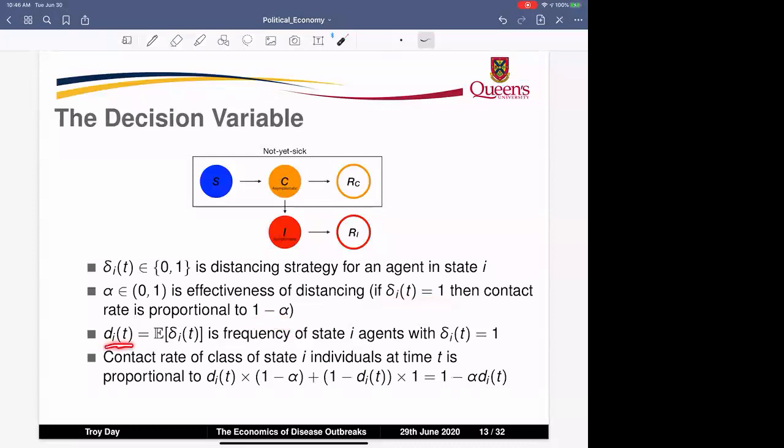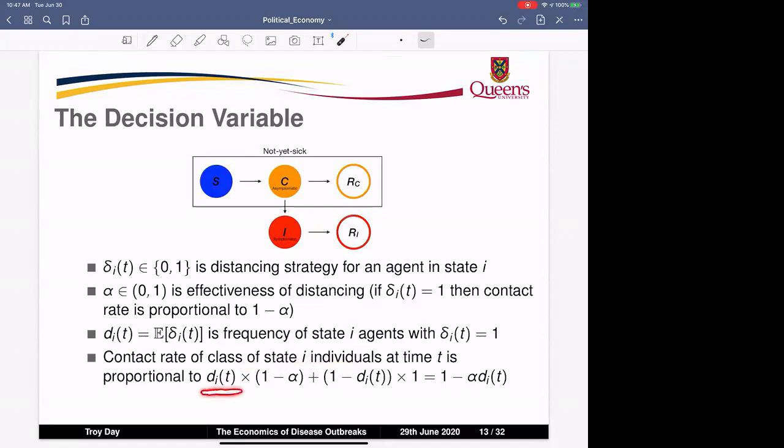I'm going to define D here to be the expected value of delta. It's the frequency of individuals in state I that are currently distancing. Okay, so delta I is an individual strategy, D_I is the fraction of that class that are using the distancing strategy. And so the contact rate of the class of individuals in state I is just what I've written down here.